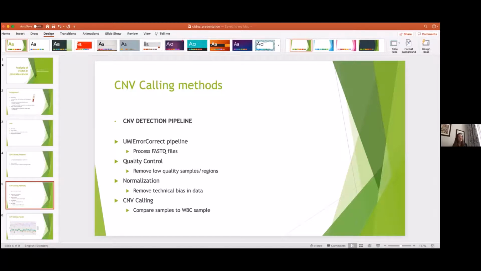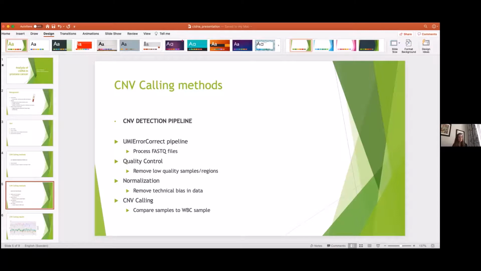And the next step in this pipeline is the normalization step, because for a certain position in the genome, the number of reads that are aligned to that position for a specific sample is proportional to the copy number at that position. But only comparing read depth between samples is not enough to identify CMVs, because sequencing coverage can vary between different experiments.